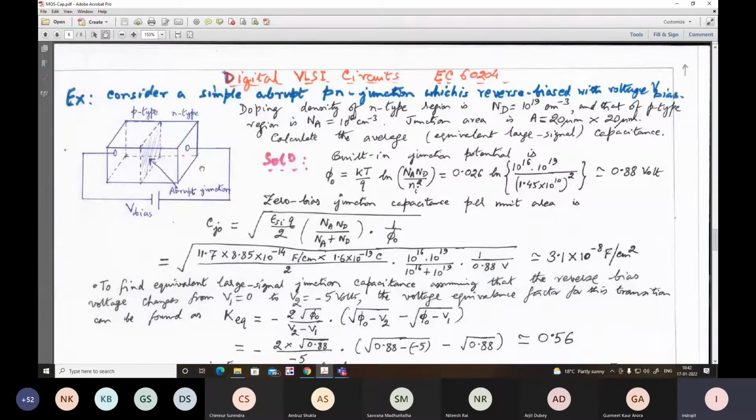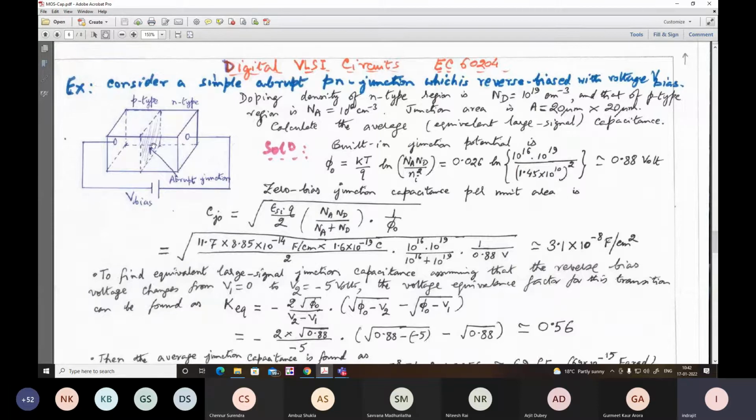We are taking into account a simple abrupt PN junction, and we know the values of the doping density. Nd on my right side is 10 to the power 19. This is 10 to the power 16. We can call it a PN plus junction. Junction area is 40 micrometer square, and we know that 1 micrometer square equals 10 to the power minus 8 centimeter square. So all this we know, and the built-in junction potential is 0.88 volt.